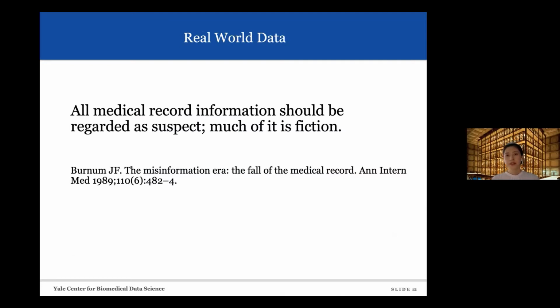And another important V I like to mention is the veracity. So when we talk about large amounts of data from all kinds of sources, how reliable, how accurate, how many missing data issues we have to deal with. With that, I'd like to refer to an old quote: all medical record information should be regarded as suspect, much of it fiction. People laugh about this, but unfortunately, I'm afraid to say, even to this day, there's still truth to this statement. We can't completely rely on what we see, what we gather, what we collect.